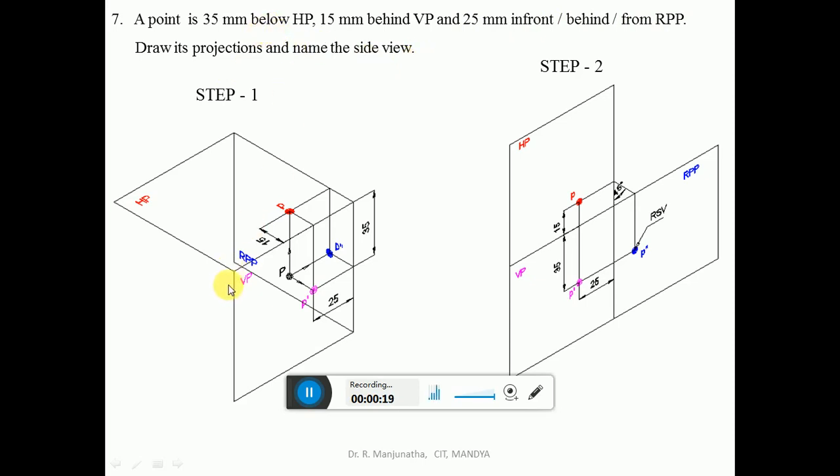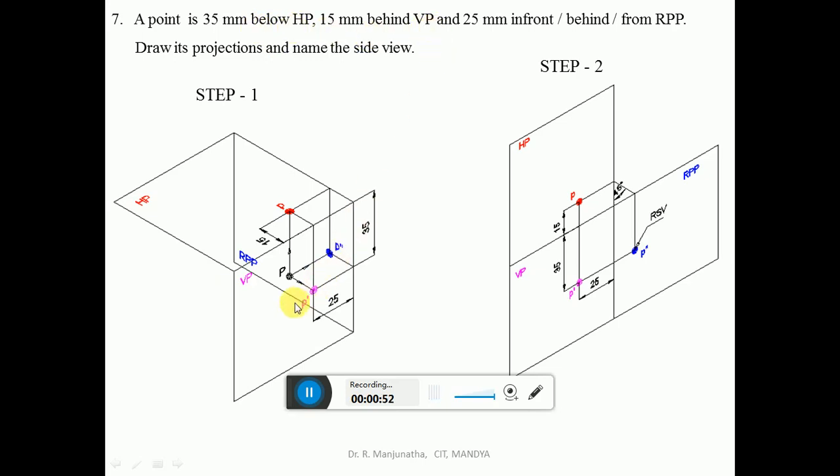Now it is below HP, so from this it will come down. So this is a minus sign. 15 mm behind VP means it will be on the horizontal line which is here. So this is minus, this is also minus, that is negative of X and negative of Y, so it is going to become the third quadrant. So the condition for the point to be in the third quadrant is that the point is below HP and behind VP.